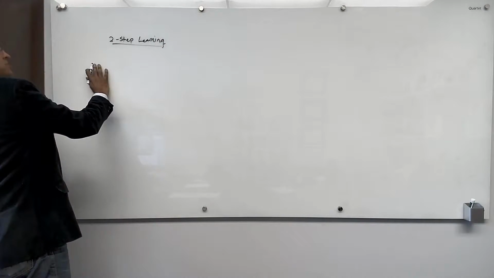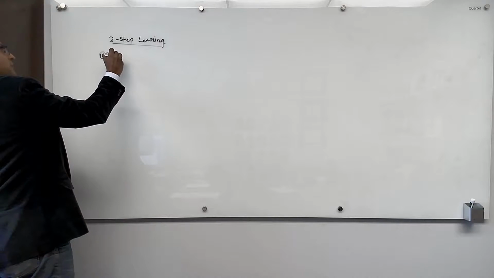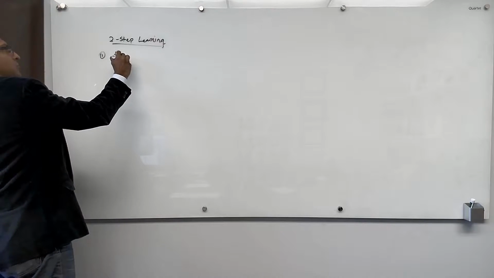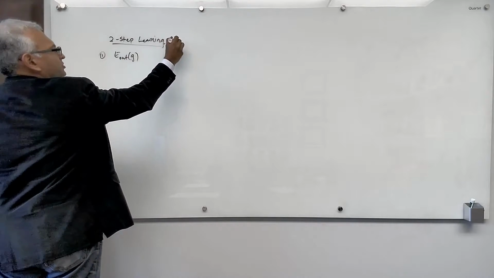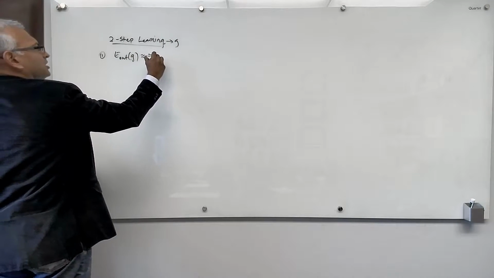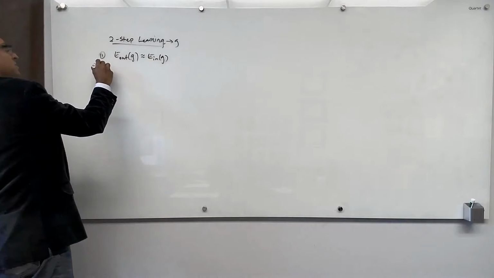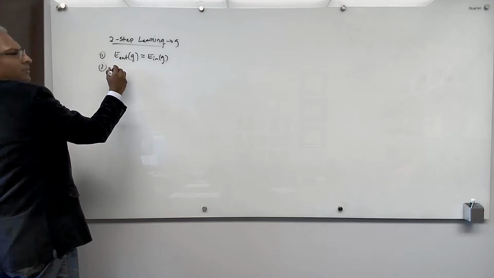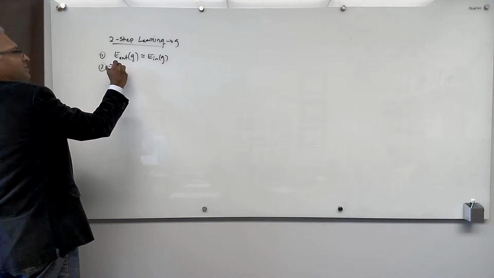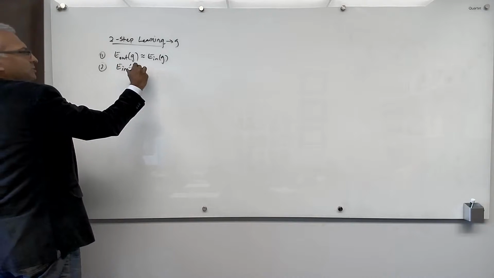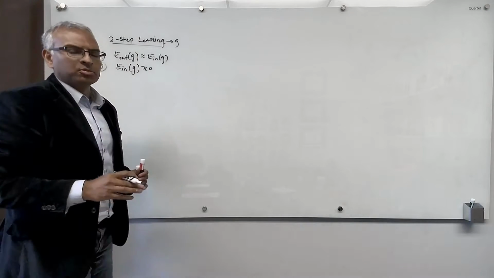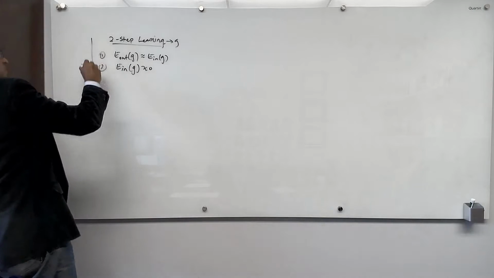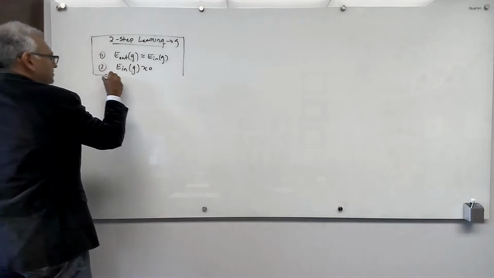So in the two-step process, the first step is you have to establish that E out of G, so learning produces G, E out of G is approximately equal to E in of G. And step two, you have to arrange it such that E in of G is approximately equal to 0. So this means you have to appropriately choose your hypothesis set. Okay, so let's box that. So this is new. This is the two-step learning.